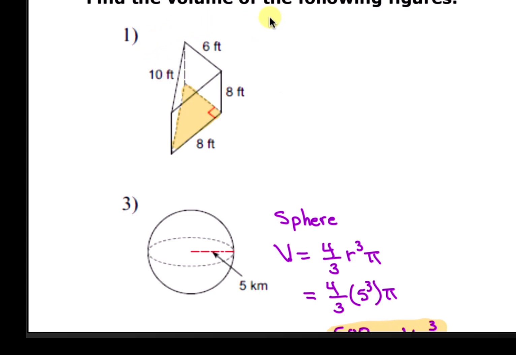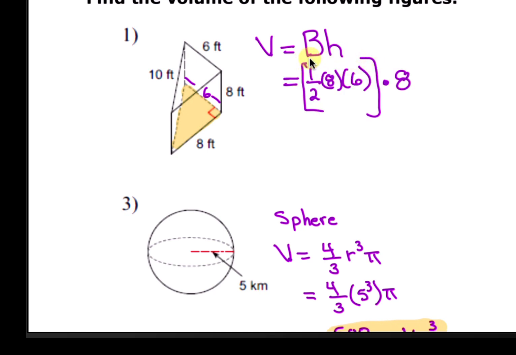All right, at number 1, we want to find the volume of this figure. This figure is a prism with a triangular base, and the length of this side right here is 6 because it matches the length of the side on the top. The volume formula is the area of the base times the height. And the area of this triangular base is 1/2 of 8 times the 6. And the height is this 8 here. We multiply that out, we end up with 192 cubic feet. That is the answer for number 1.